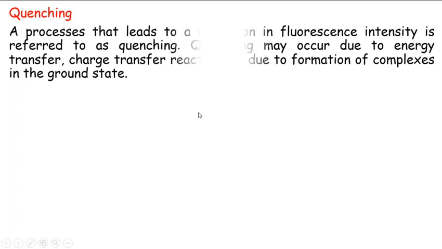The basic concept that we discuss in this equation is quenching. Quenching, a process that leads to a reduction in fluorescence intensity, is referred to as quenching. Quenching may occur due to energy transfer, charge transfer reactions, or due to the formation of complexes in the ground state.